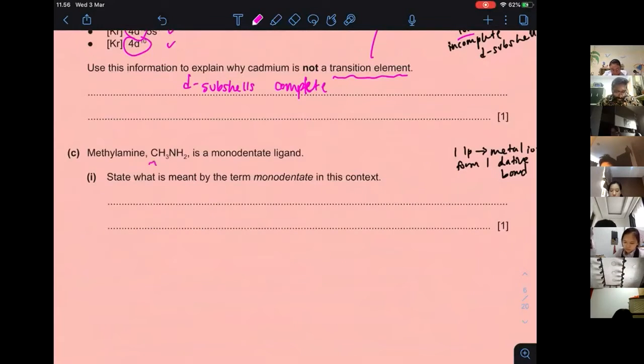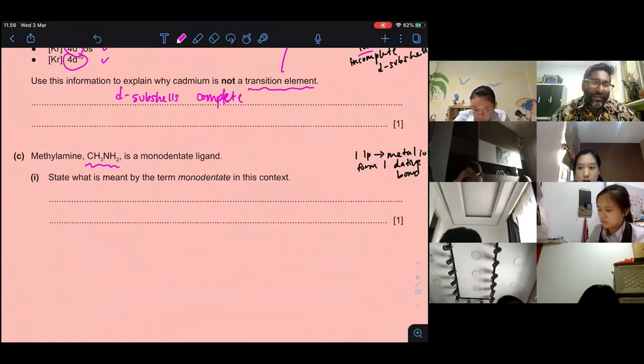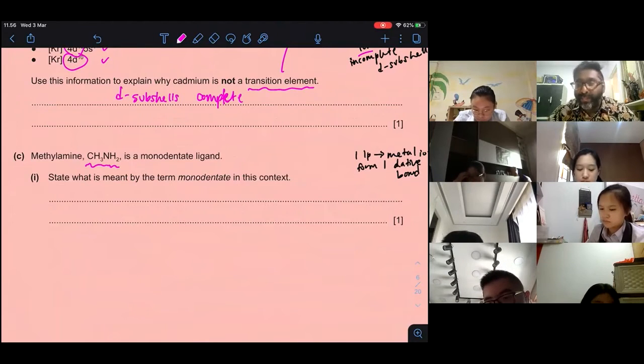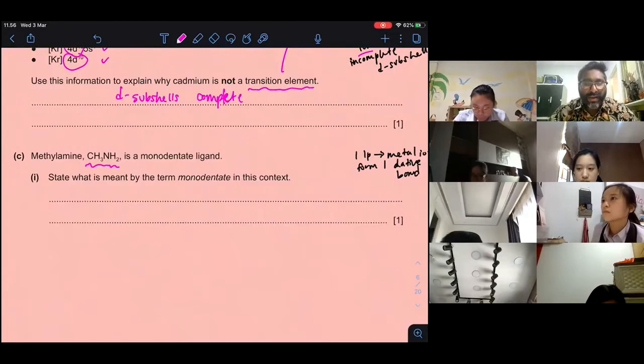Part C. Methylamine is a monodentate ligand. State what is meant by the term monodentate in this context. Monodentate means it has one lone pair that can be donated to the metal ion. Because we don't say donated just like that, you can just say methylamine can form one dative bond by donating one lone pair to the metal ion.